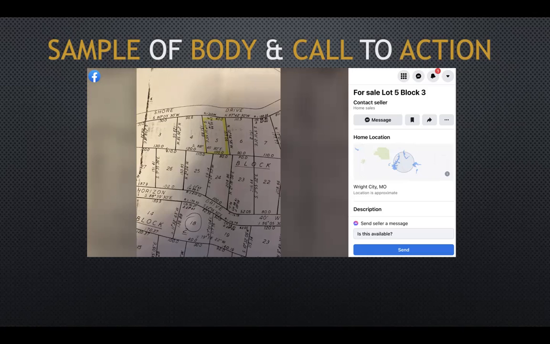I like highlighted plat maps, but I don't know anything about that. Wright City, I kind of know where it's at. I know it's west of St. Louis, but I really don't know much about it. There's no contact information. I guess you could contact him directly through a message here on Facebook. Personally, I probably wouldn't have opened the ad to begin with, unless I knew where lot 5, block 3 was. And I don't know if you're like me, but unless you're psychic, you wouldn't have known that either. So I don't think this is a great ad.